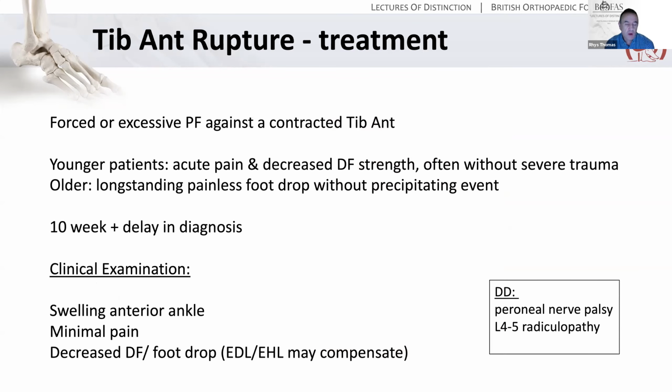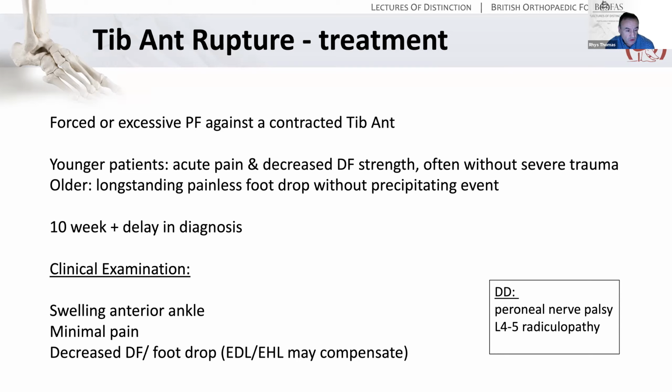So how do they tend to happen? Well, for the traumatic ones in the younger patients, this is a forced or excessive plantar flexion against an already contracted tibialis anterior. In young patients, this tends to present with quite acute pain, decreased dorsiflexion strength, but often not with a significant, really pronounced traumatic episode. In older patients, which is certainly, I think, where we see it more commonly, they may tend to develop a long-standing, fairly painless foot drop and may not have noticed a significant precipitating event.